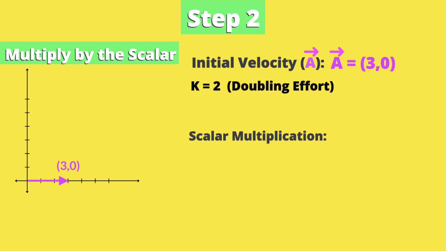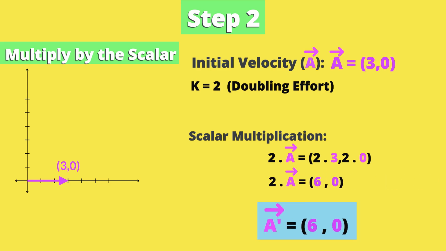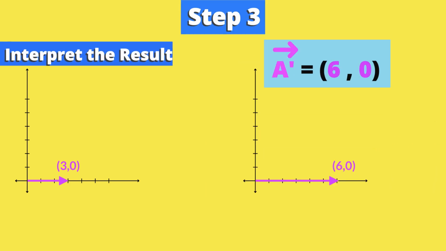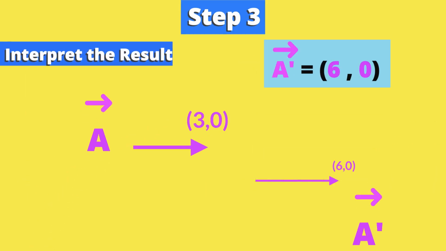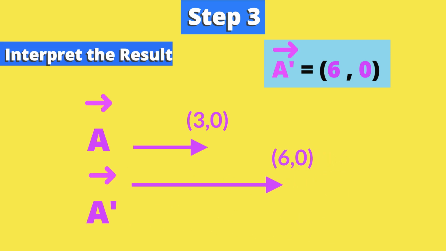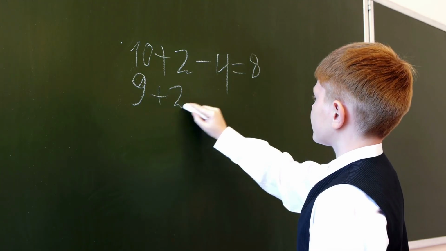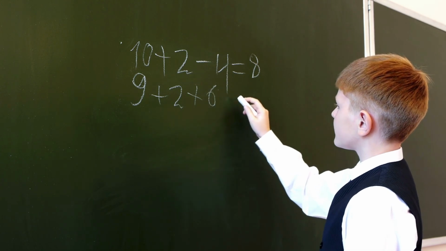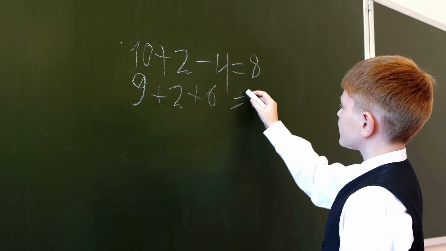Multiply each component of a by 2. 2 times a equals 2 times 3, 2 times 0, which equals 6, 0. Step 3. Interpret the result. The new vector a equals 6, 0 means you're now traveling 6 miles per hour east, twice as fast as before. Why it's helpful. Scalar multiplication makes it easy to calculate what happens when you scale up or down, like increasing effort or changing speed.